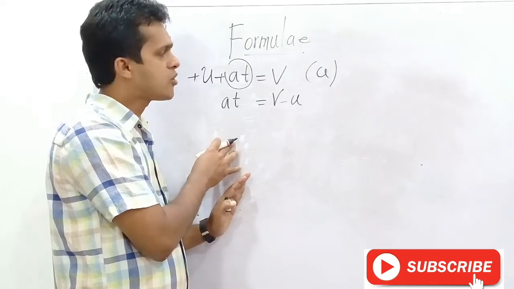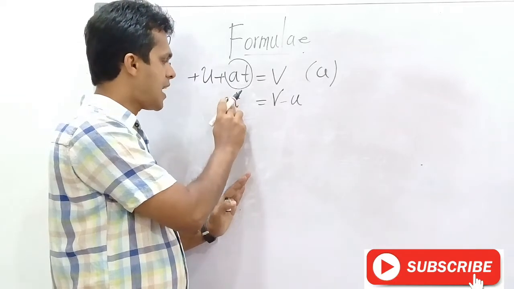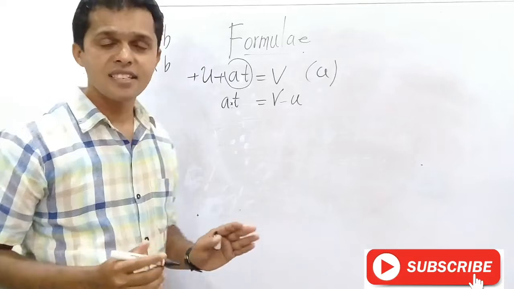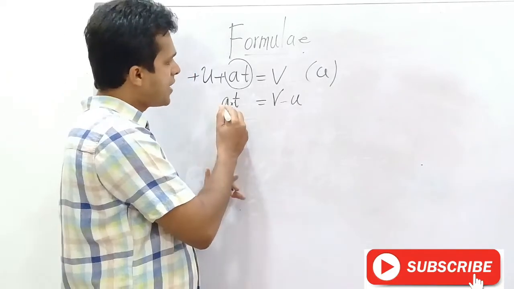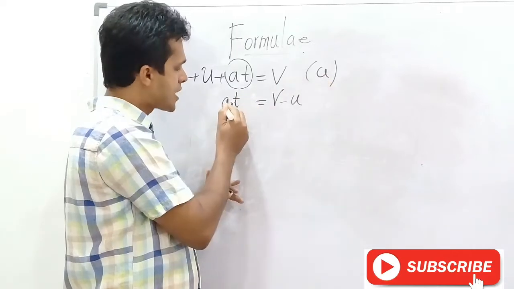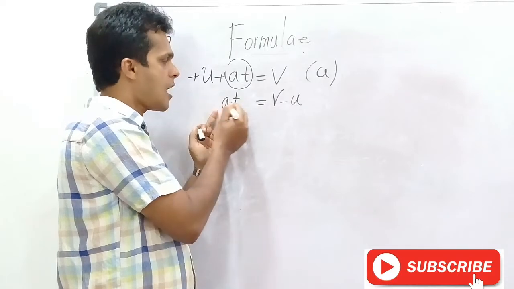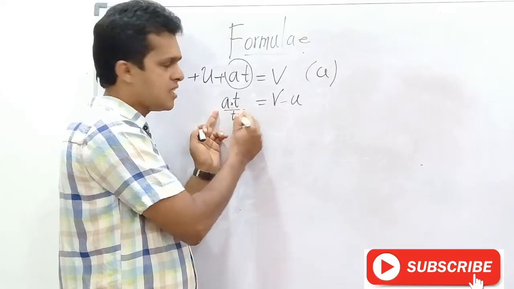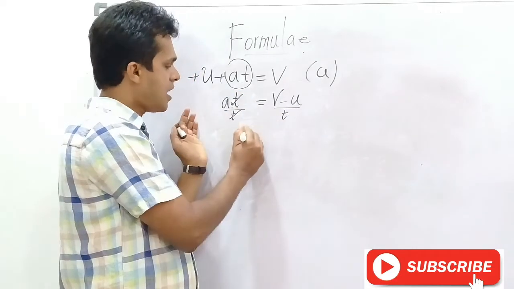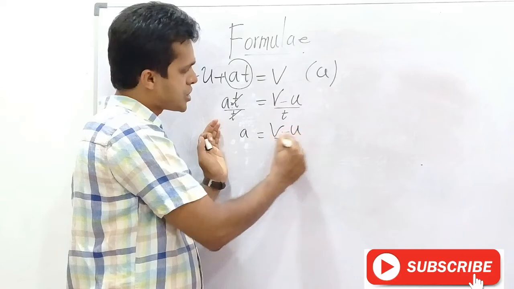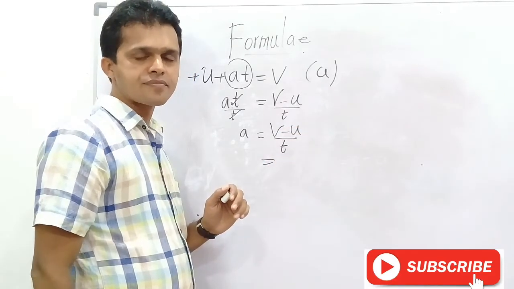Now how can you do this? How can you write the term a as the subject of this formula? Here multiplication, when it is multiplied, it must be divided. So divided by the term t. We have to write the term a, so it should be kept here on this side. We have to remove the term t, so both sides are divided by t. t and t simplified, a equals v minus u over t. Okay.